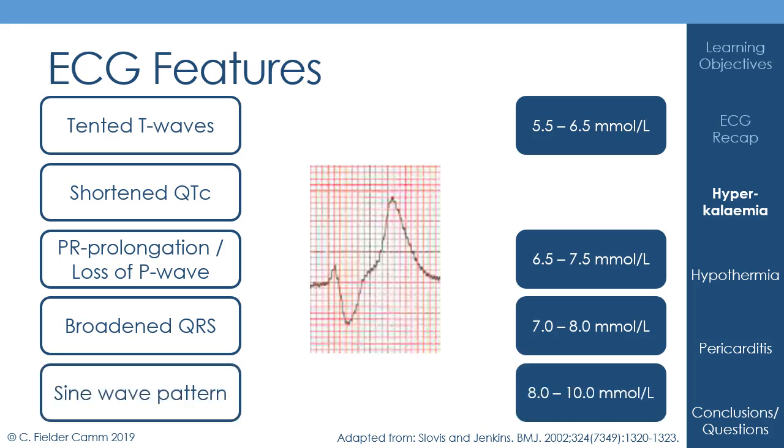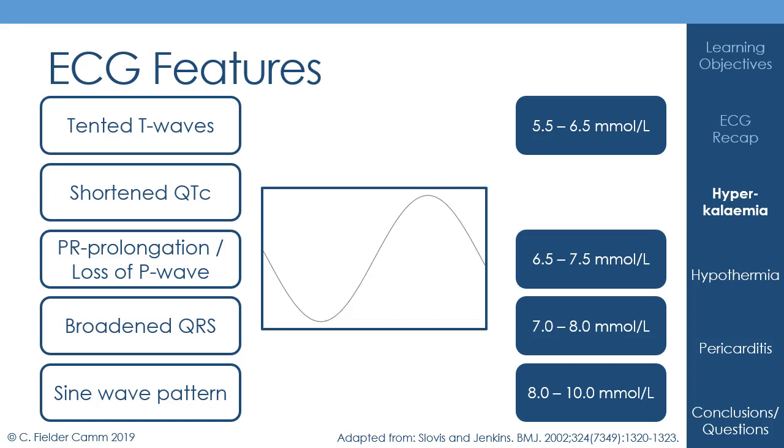And then you start to get a sine wave pattern. And you can see this is almost developing that sine wave pattern. But once it gets very extreme, it starts to pretty much look like a sine wave. So you get this downward for the QRS complex, and it's upward for the T wave. And then it can just go into sort of asystolic arrest.